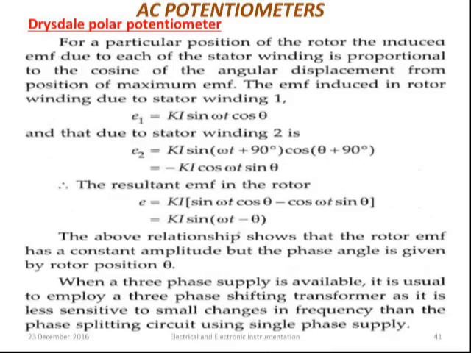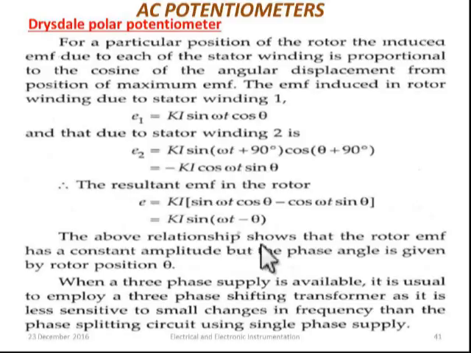Now in this slide let us see how the resultant EMF induced in the rotor relates to the phase displacement. There are two potentials with respect to stator winding 1 and stator winding 2, E1 and E2. There is a 90 degree phase difference, which is possible by adjusting resistor R and capacitor C. At the end, when we add these two together, E1 plus E2, we finally get K sin(omega t minus theta).